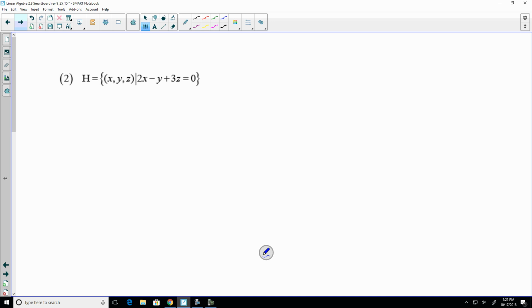All right, this one has 0 on the end. So is 0 in H? We're going to say yes, right? So we plug in 0, 0, 0, we get 0. So the zero vector is a solution to that equation, right? So we're good.